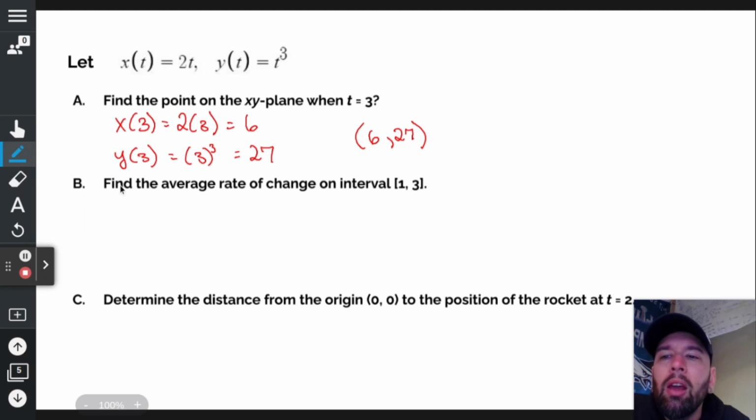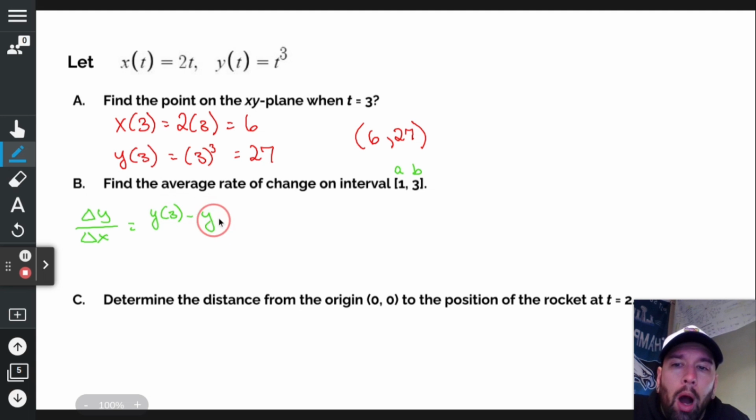Easy peasy lemon squeezy. Find the average rate of change on the interval 1, 3. Now, when you're dealing with parametric equations, the average rate of change formula is not the same as what we're used to. It's not f of b minus f of a over b minus a. In fact, we use the old school version of the slope formula. So if you are my interval 1, 3, I'll still label you A, I'll still label you B, and since the slope is the change in y over the change in x, let's find the change in y. So y of 3 minus y of 1 over x of 3 minus x of 1.